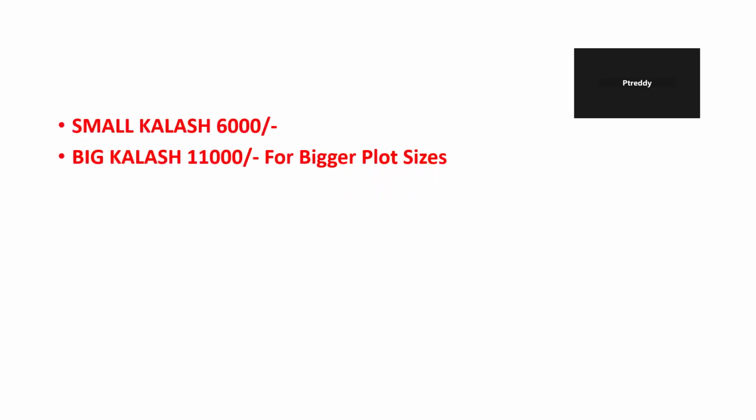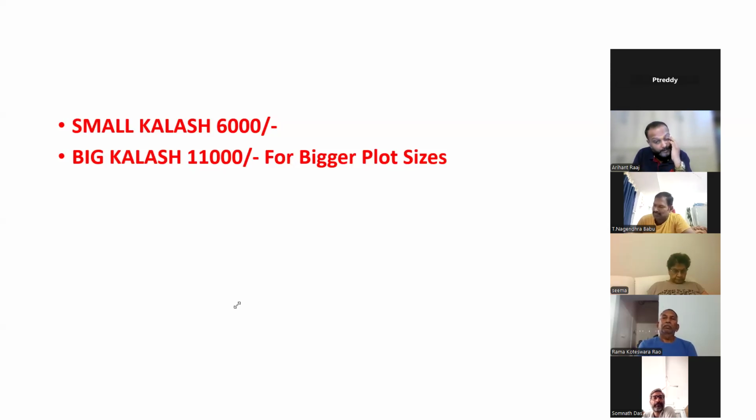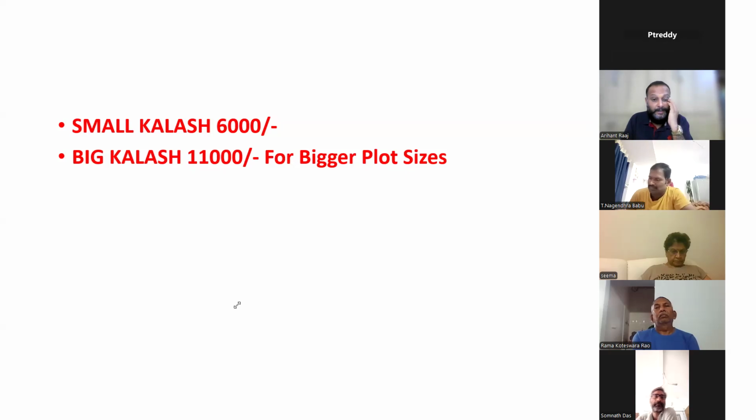One is for the flat level and one is for the ground level or maybe commercial spaces or bigger properties. These are the two kalasha sizes. The small kalasha costs 6,000 rupees plus courier charges. Courier charges are separate and are not added into any of the products. No matter which city or state you stay in, courier charges will be applicable. We will let you know based on availability and weight. The big kalasha will be 11,000 rupees.